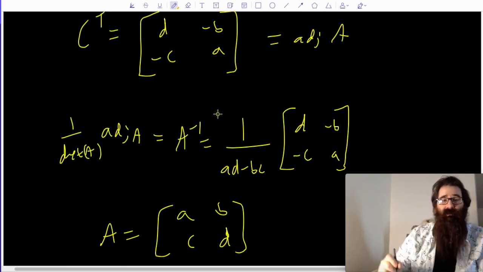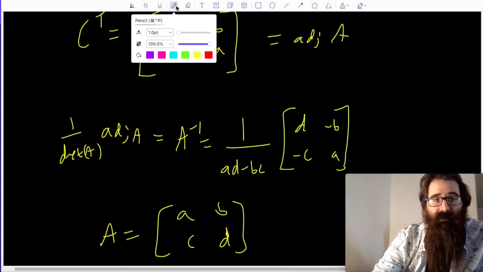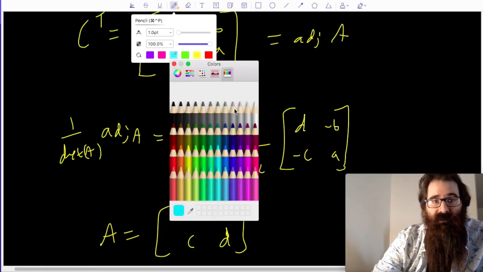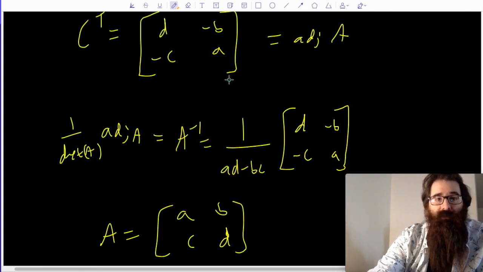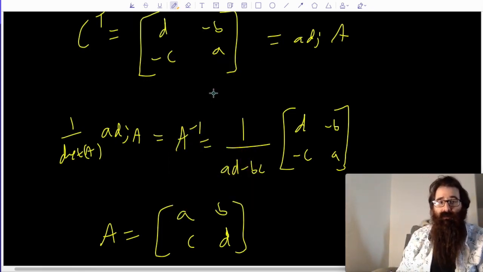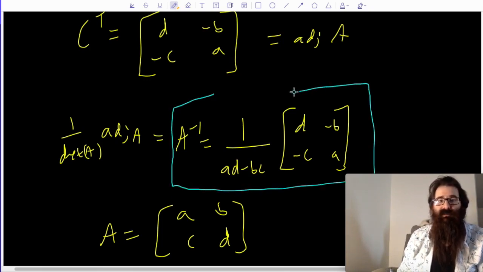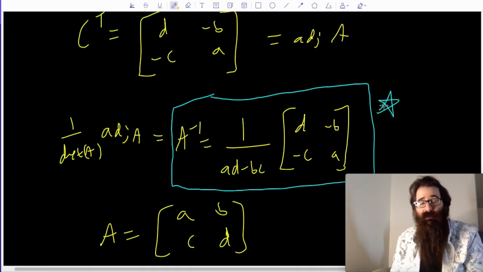So this isn't a brand new process. We just haven't seen it for larger matrices. This is what we do when we find the inverse of a 2 by 2 matrix. We treat it as a formula, right? Much easier to do that for sure, but it actually comes from this adjugate matrix.